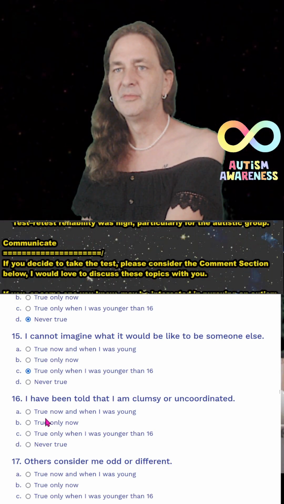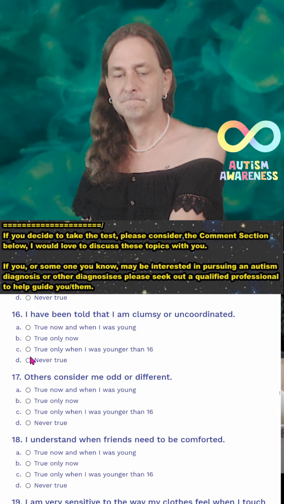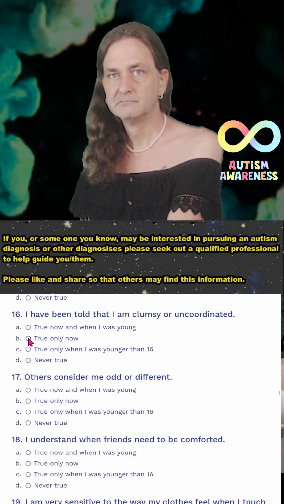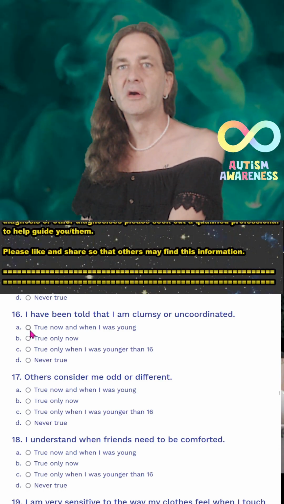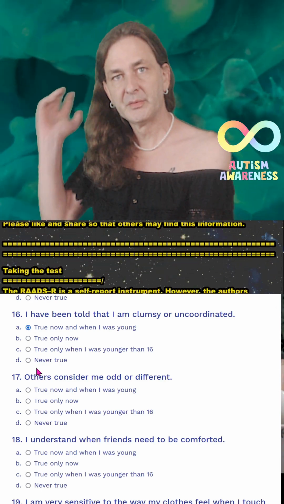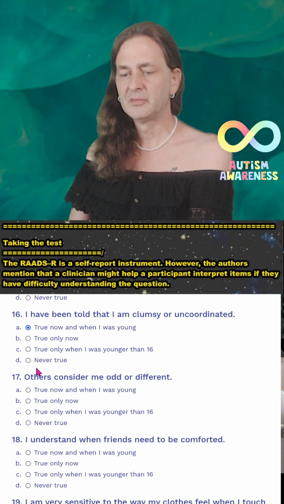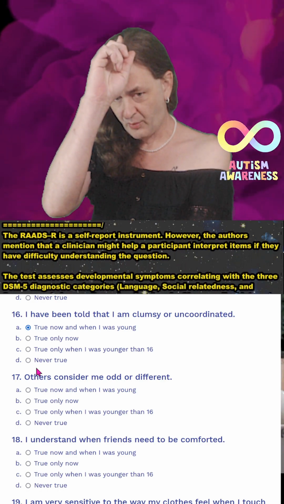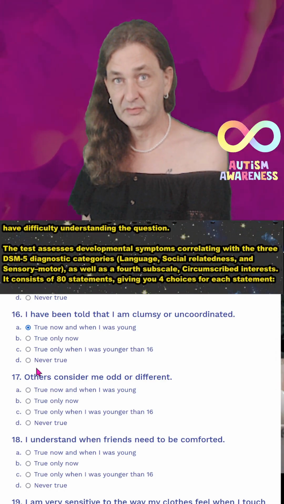I've been told I am clumsy or uncoordinated. I'm going to say it's true now and when I was young. Broken some bones in some silly ways. Man, last test asked if you like to spin around. When I was young, I spun around so much I got myself dizzy and fell into the corner of a wall that had a metal protector on it. Man, I split my head open doing that.